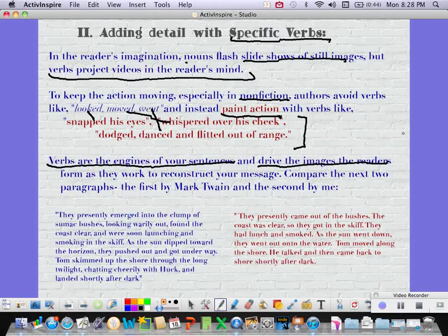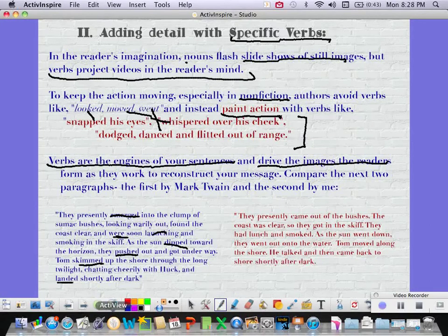All right, look at what I've done to Mark Twain. This is kind of a shame. Mark Twain's in blue and I'm in red. Look at the difference between the verbs in his and the verbs in mine. They presently emerged, great verb, into the clump of sumac bushes, looking warily out. They found the coast clear and were soon launching, were is the helping verb there, were launching and were smoking in the skiff. As the sun dipped toward the horizon, they pushed out and got underway. Tom skimmed up the shore through the long twilight, chatting cheerily with Huck, and landed shortly after dark.